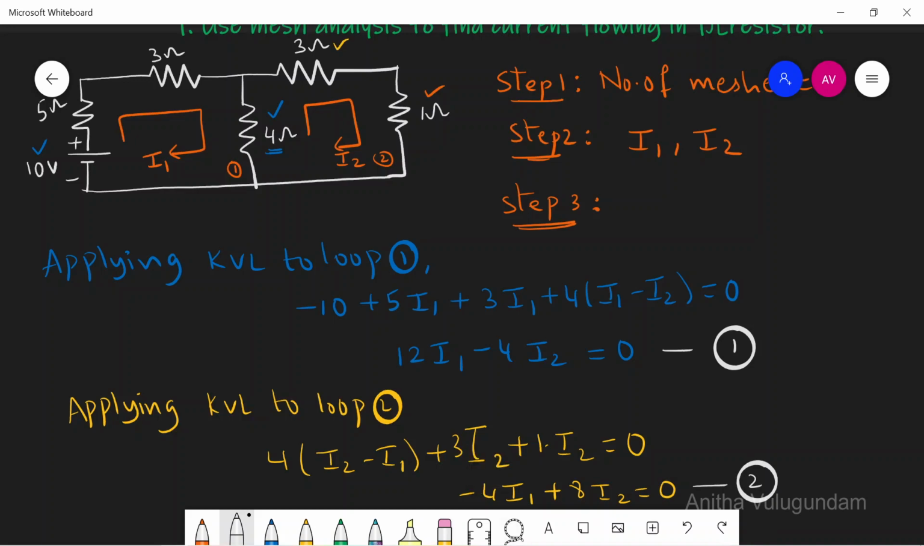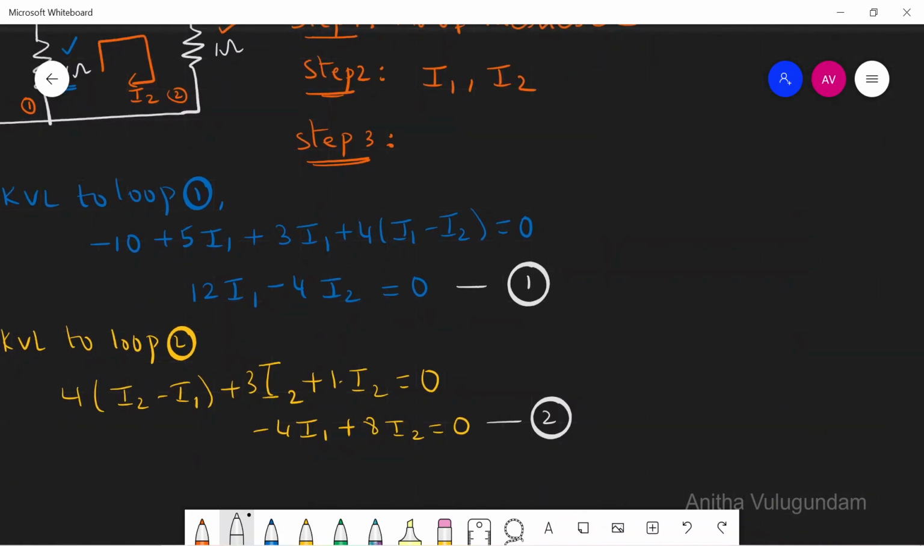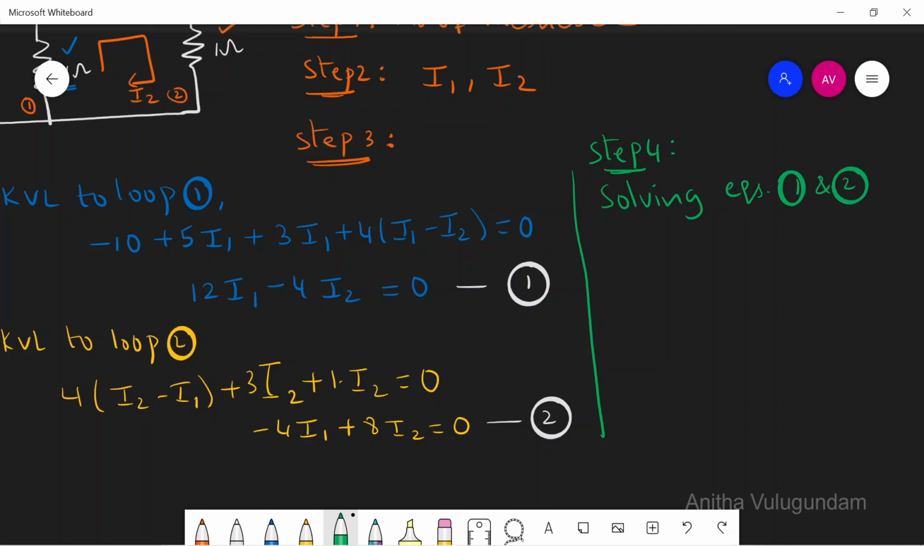Step 4. To solve the KVL equations to find the mesh currents. Solving equations 1 and 2, we get I1 equal to 1 amp, I2 equal to 0.5 amp.